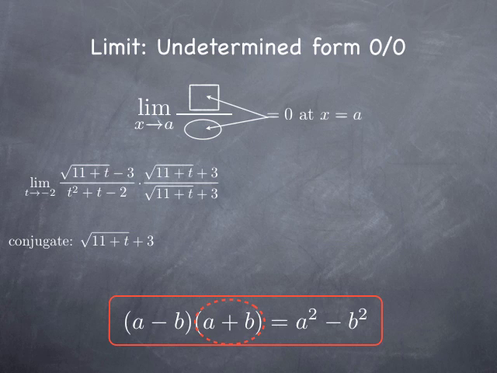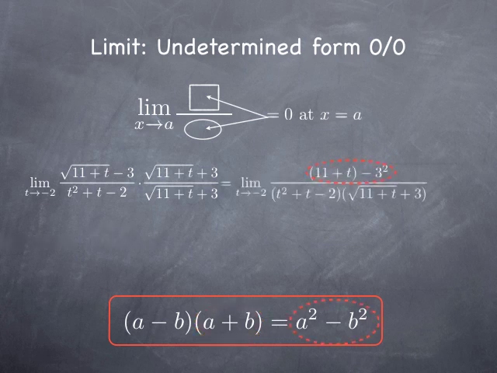But now at the top I have something of the form a minus b, a plus b, and this is the difference of the squares. So I get the square of root of 11 plus t, and this is simply 11 plus t, minus b squared, in other words minus 3 squared. At the bottom I have my polynomial t squared plus t minus 2 multiplied by this conjugate quantity that we used.